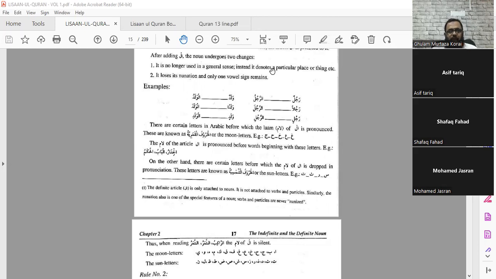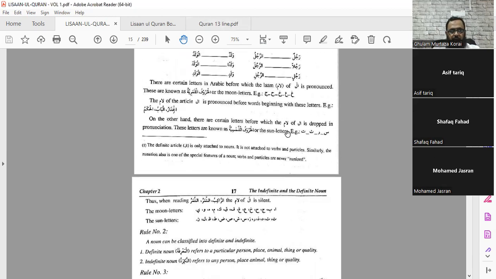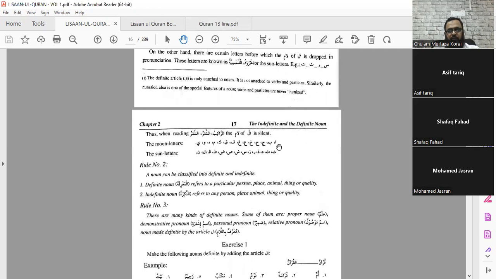So the letters are al-huruf ash-shamsiyatu and al-huruf al-qamariyatu. Okay, these are the two types of huruf. We divide the alphabet into two types of hurufs. Okay, you can see on page number 17 the moon letters and the sun letters. Alif, ba, jim, ha, kha, ain, ghain, fa, qaf, kaf, mim, waw, ya. These are the huruful qamariyatu.